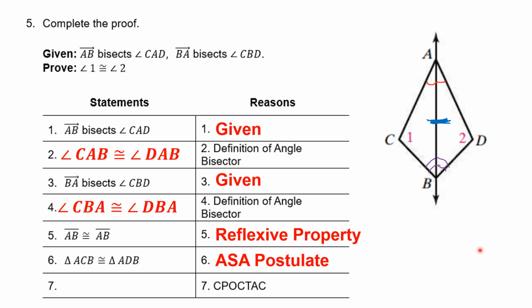So now our last line of our proof, remember, is always supposed to be what we were setting out to prove. The reason that it gives is CPOC. So remember that stands for corresponding parts of congruent triangles are congruent. So the last line of our proof should be what we were trying to prove, which was angle 1 is congruent to angle 2.